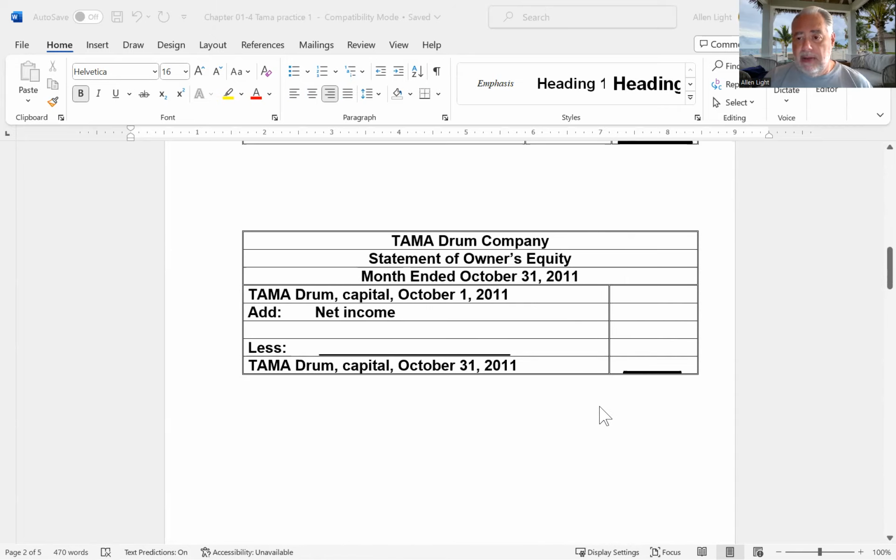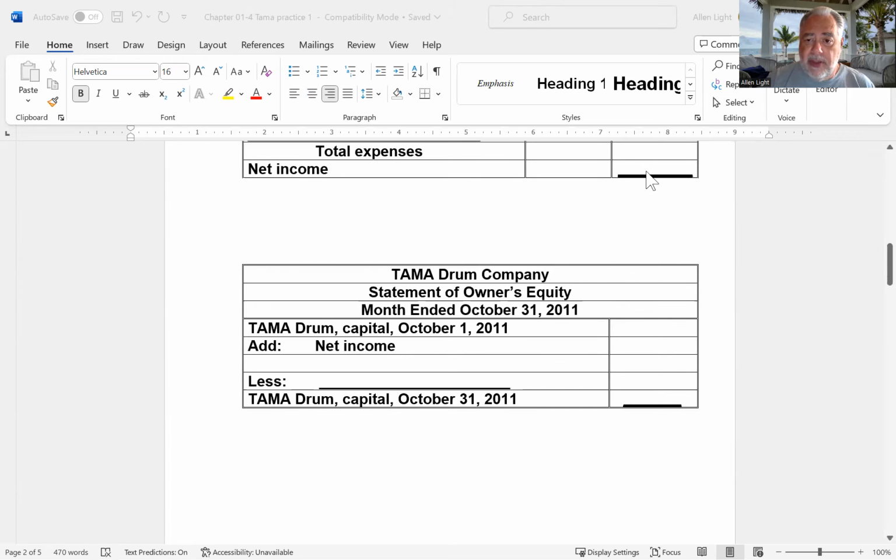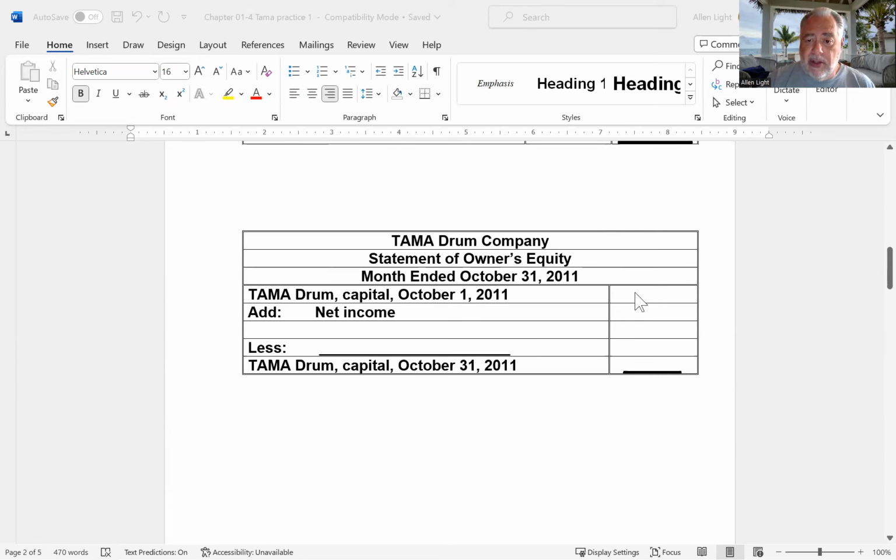Now, remember what we said. We've got to take net income and use it to calculate the updated statement of owner's equity. So what we're going to do is we're going to take the beginning balance, and that's going to go right here. Okay, that's the beginning balance as of October 1st. That goes here. The net income that we derived from this statement goes here. Okay, so that's the starting balance.